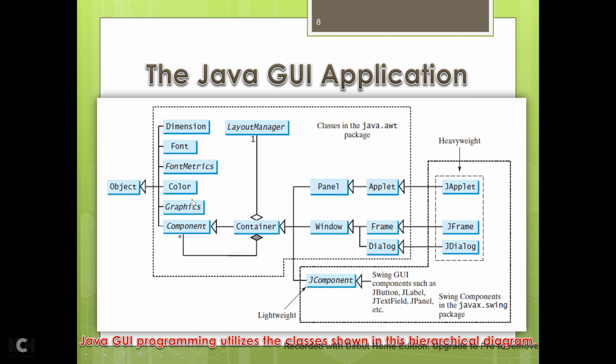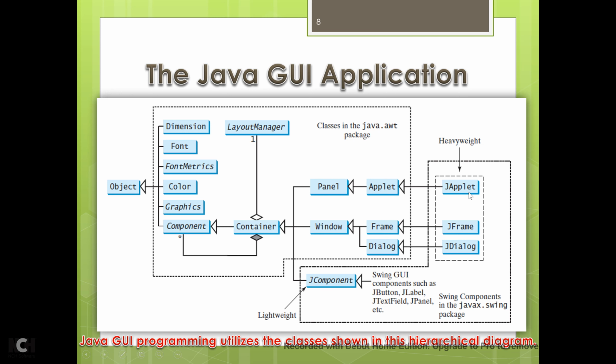We can say the first level here basically inherits from Object, and then we have the next level, and a few more levels. So it is saying that JApplet inherits from Applet. So whatever functions are available in the Applet class can be inherited by the JApplet, and so on.